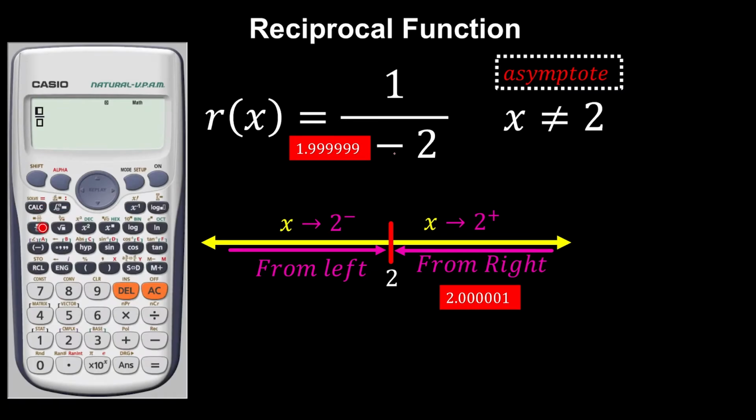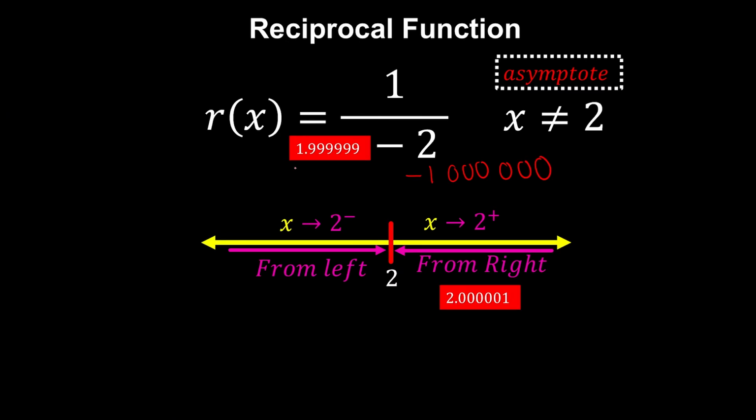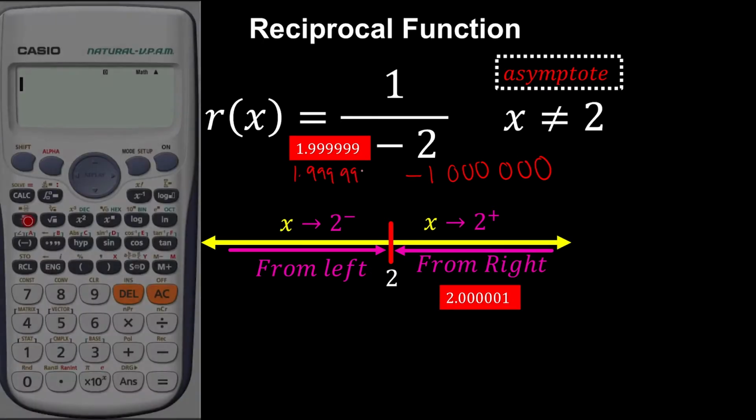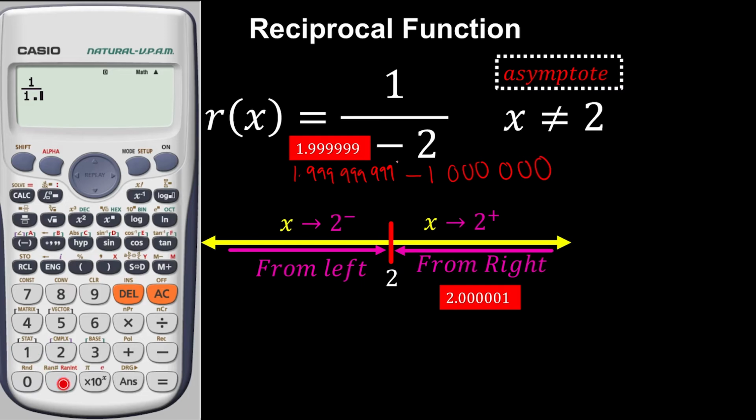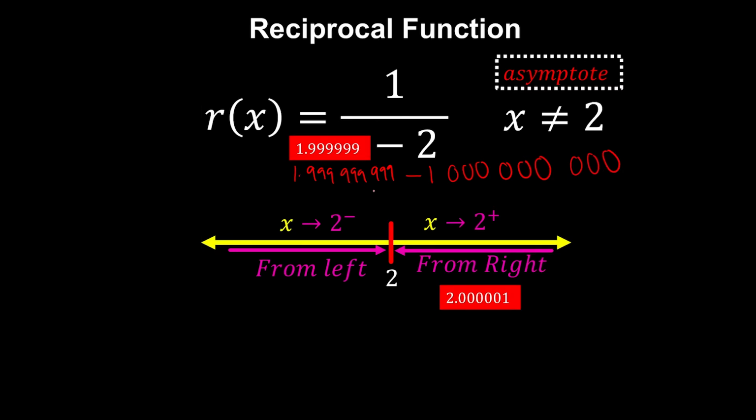If we substitute in and punch the numbers into the calculator, we will eventually get something like negative 1 million. So we know that it's a very negative number, but if we keep increasing our accuracy, meaning if I put in more digits, becoming 1.99999999, so close to 2, the number is going to approach negative 1 billion. If we keep increasing the decimal places, we get bigger and bigger numbers. We say that we are approaching negative infinity.